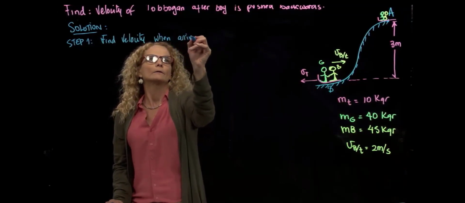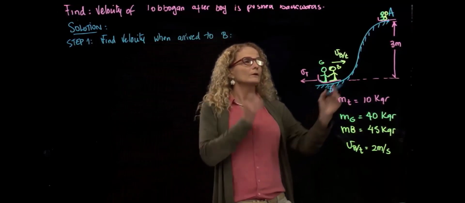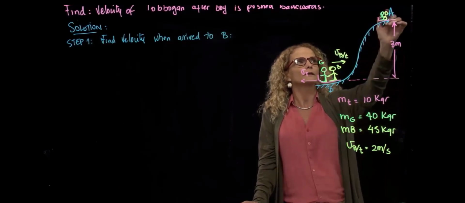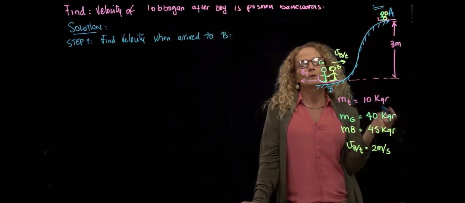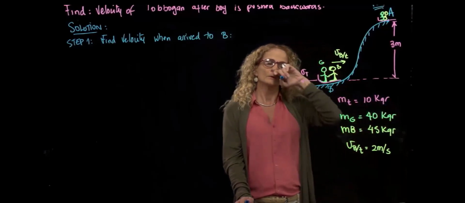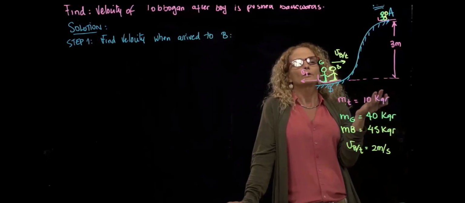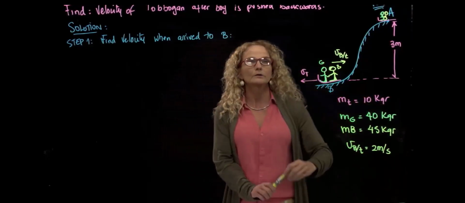Find velocity when they arrive at B. To do that, we notice that since we don't have friction and we have a height, and they go down and start at rest at A, we could use the principle of work and energy. We do not have any non-conservative forces, so we have conservation of energy. To find that, I will use conservation of energy.